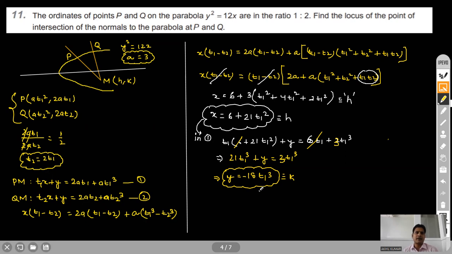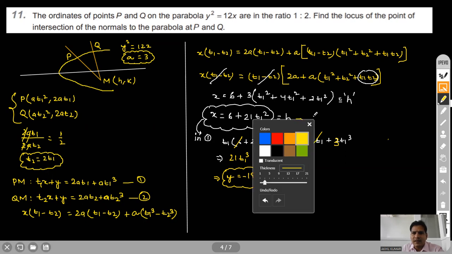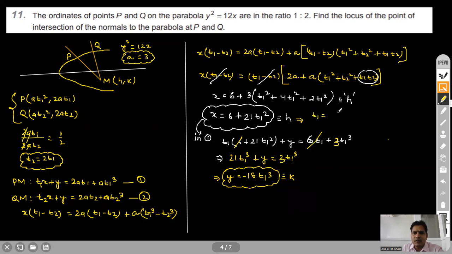So we have to find the value of the locus of M, no? So we have to remove this parameter T1 from these equations of X and Y. So how can we do it? If you see, from here we can say T1 is equal to (X minus 6) upon 21 under root, right? And we will put this value here.